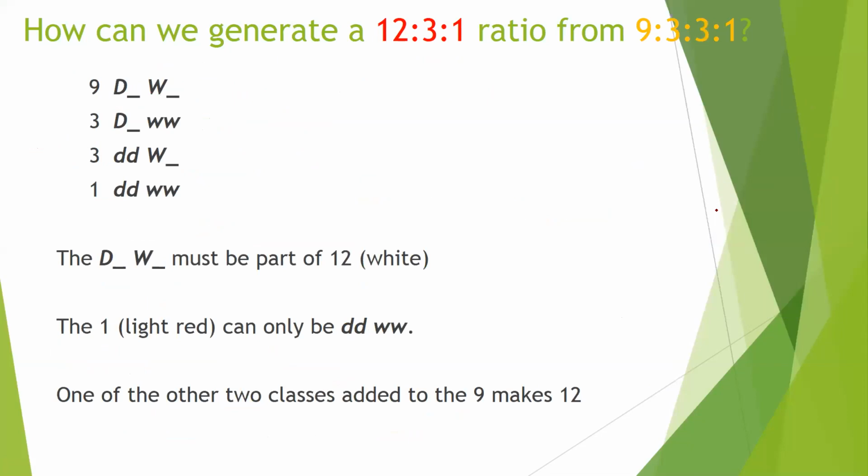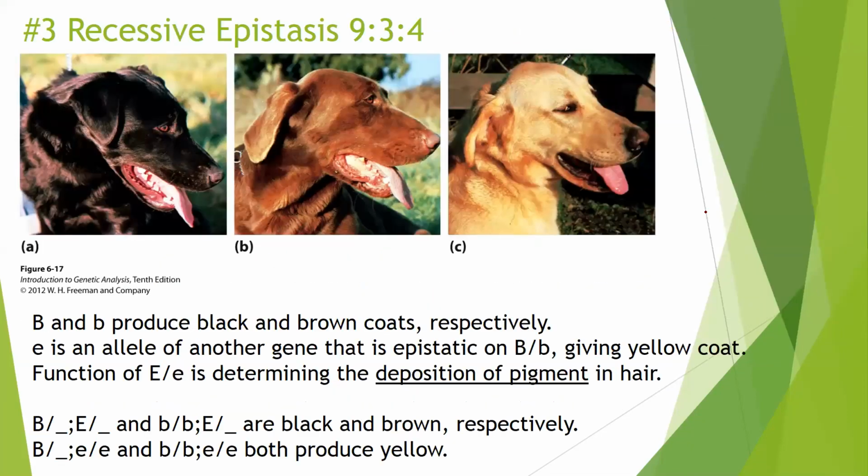So if we go back to this case, that's the recessive epistasis. Which means only the recessive of the first gene will override the function of the second gene. Does that make sense? So that's why you're gonna have different ratios, 9 to 3 to 4.